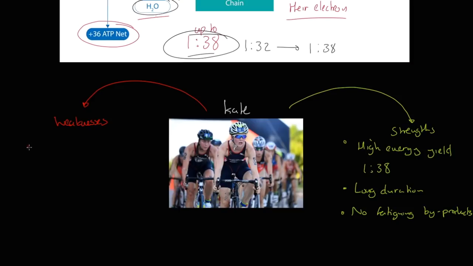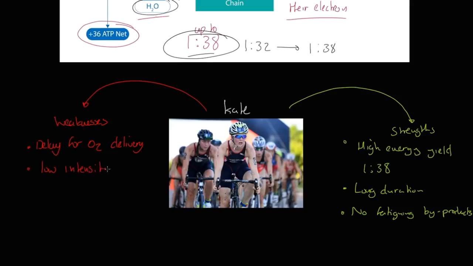On weaknesses, of course, we've got a delay for O2 delivery. You might want to think about the notion of the oxygen deficit on that one as an example. We've got the delay for O2 delivery. We've also got that this is low intensity energy.